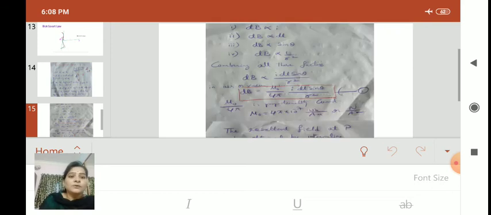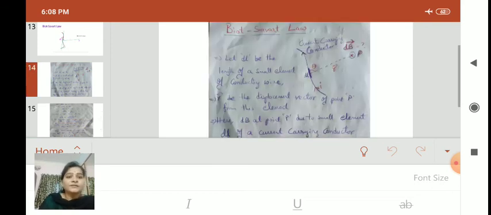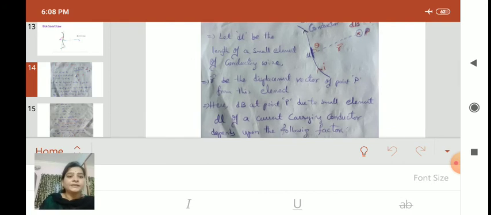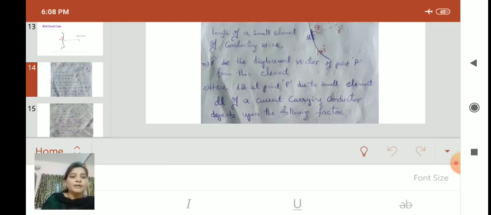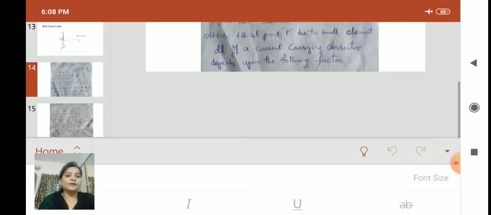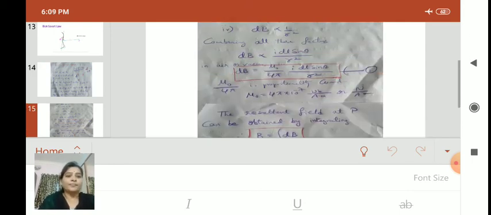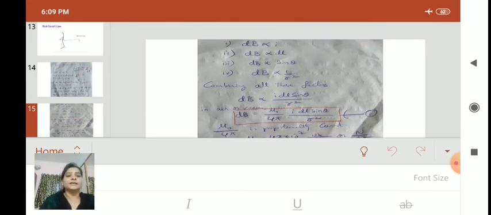If r is the displacement vector, then dB at point P due to the small element dl of the current carrying conductor depends on some factors. What are those factors? Those factors are I, dl, sin theta and r.